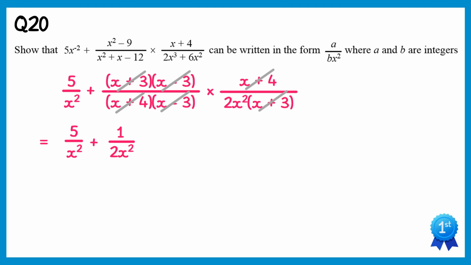If we want to add these together, we need to make sure they have the same denominator, so we'll times the left fraction by 2 over 2. Timesing by 2 on the top gives you 10, and 2 on the bottom gives you 2x squared. We can now add them together, so 10 add 1 is 11, so you get 11 over 2x squared, which matches the form we're asked for in the question.